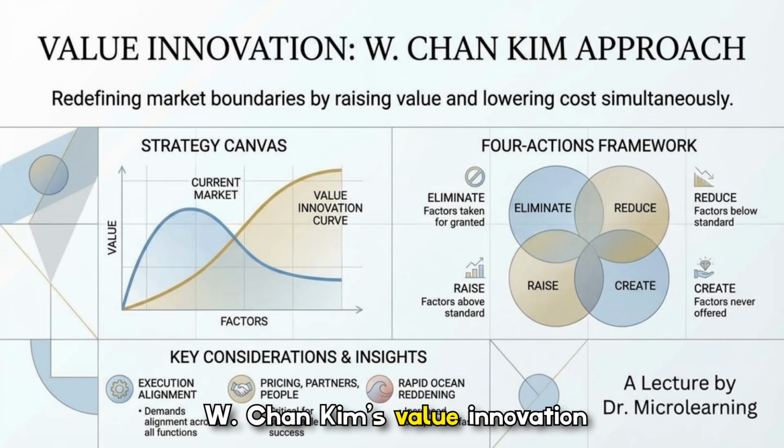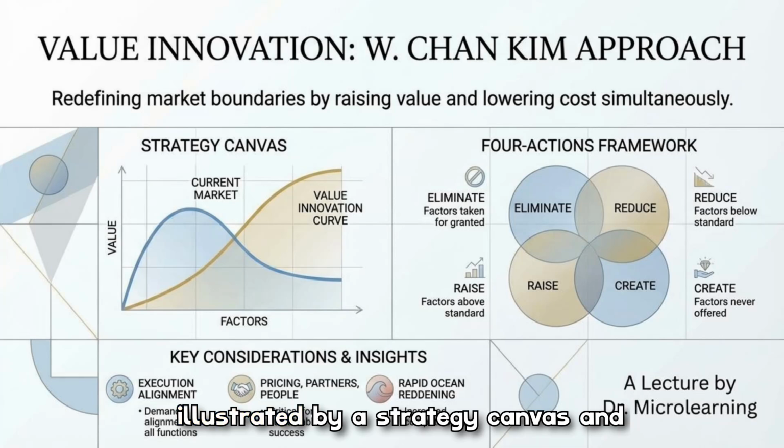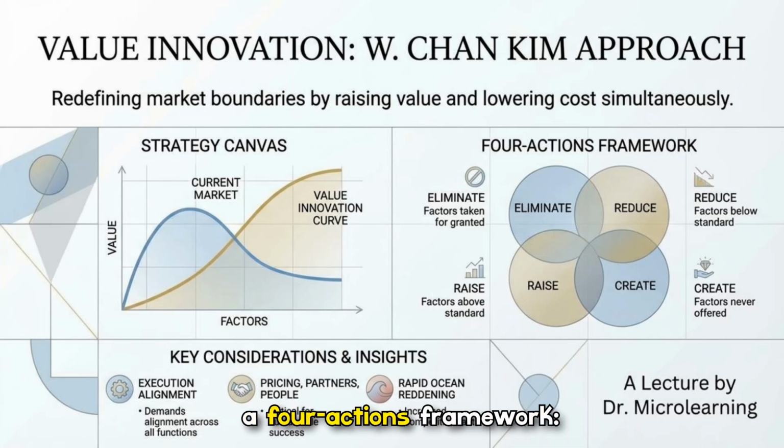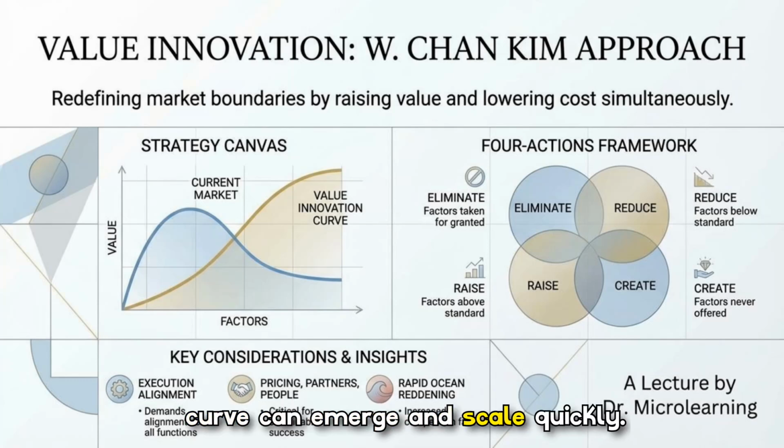W. Chan Kim's value innovation pushes beyond competition toward raising value while lowering cost, illustrated by a strategy canvas and a 4 actions framework: eliminate, reduce, raise, and create. The point is to redraw market boundaries, align execution across functions, and rethink pricing, partners, and people so a new value curve can emerge and scale quickly.